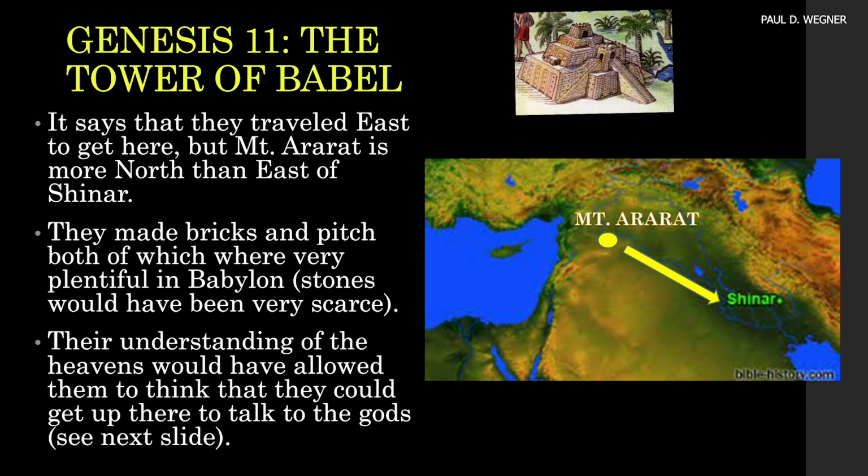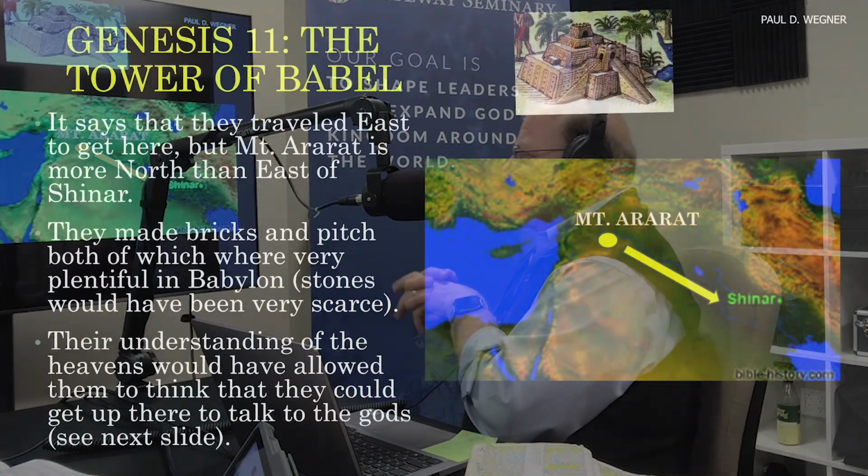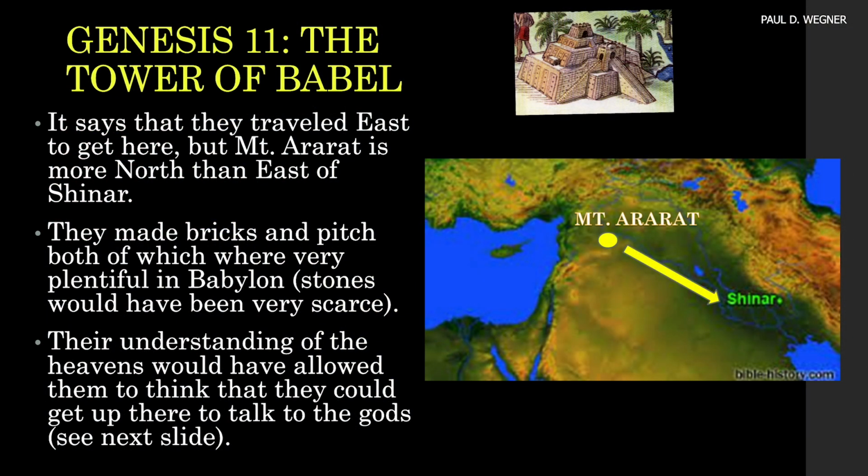It says they made bricks and pitch, both of which are plentiful in Babylon. Notice it doesn't say stones, because that's usually what they built with. But in the Mesopotamian Valley, there are no stones. It's all kind of mud. So they're using the very things that they've got. Their understanding of the heavens would allow them to think that they could actually get up and talk to the gods. Let me show you this.